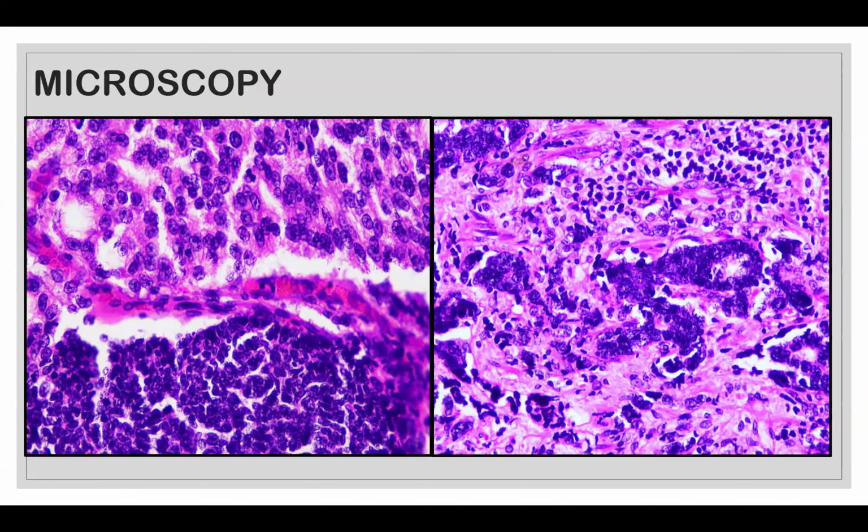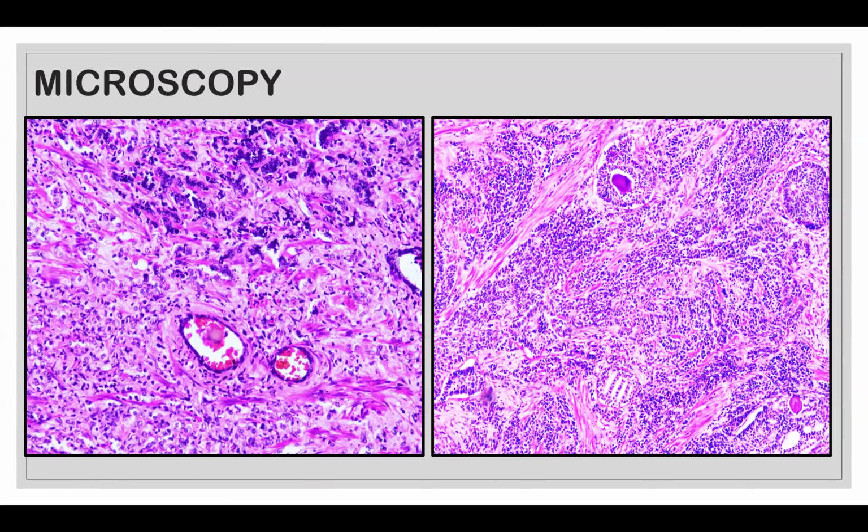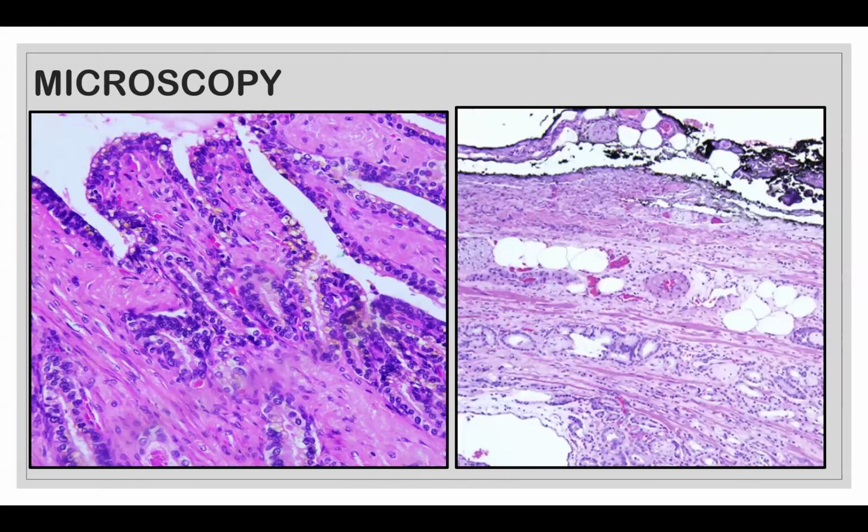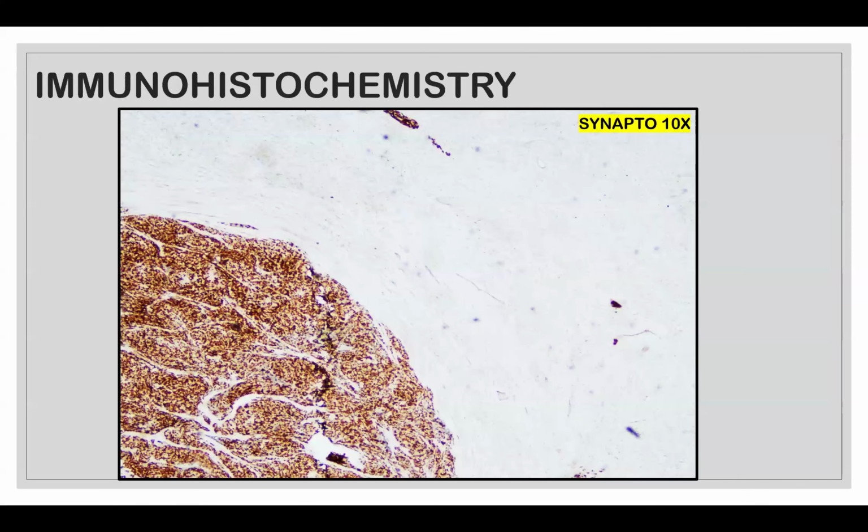Organoid areas showed cells having round nuclei with stippled chromatin and scant cytoplasm. Brisk mitosis was also seen. Intermixed areas were also noted. There were lymphovascular invasion and extensive perineural invasion. Bilateral seminal vesicles were involved by the tumor, and multifocal extraprostatic extension was also noted.